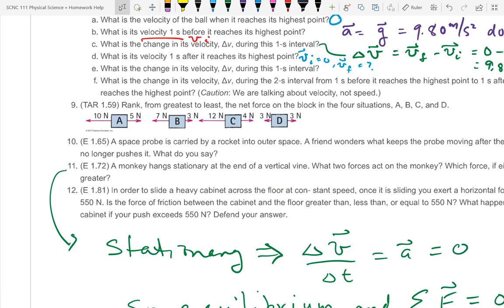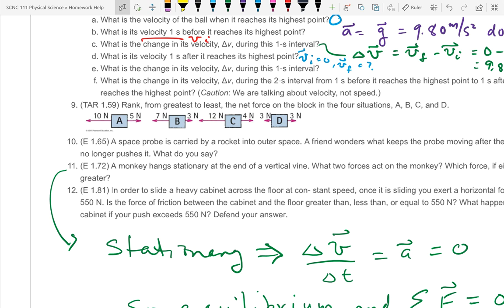And then E, what is the change in velocity in this 1 second interval? Well, take the final, 9.8 meters per second down, minus the initial, 0. You get 9.8 meters per second down, which is the same as you had for the 1 second before, because the acceleration throughout the flight is 9.8 meters per second squared down.